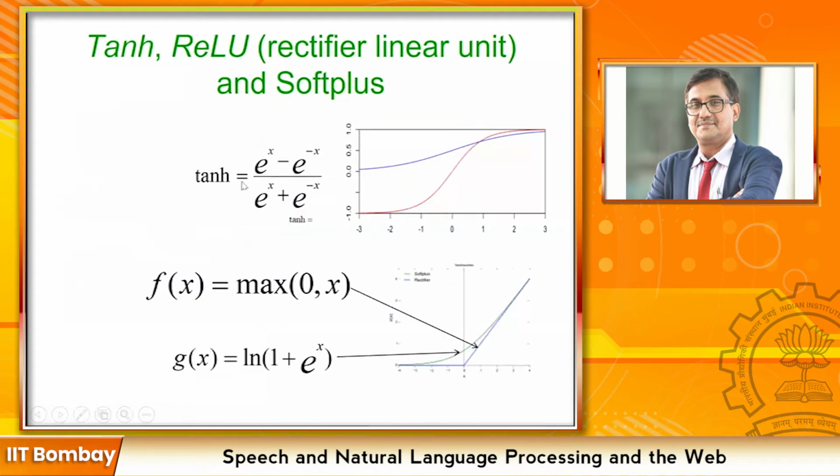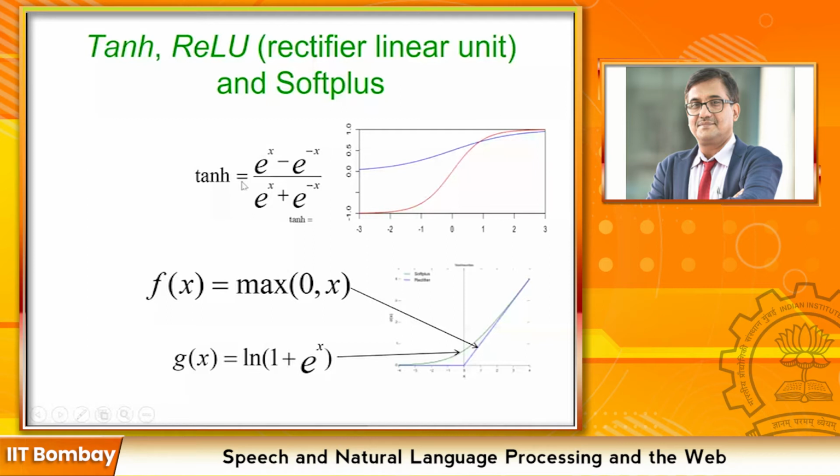Now, the tanh function is defined as e to the power x minus e to the power minus x, divided by e to the power x plus e to the power minus x. So this is like the sigmoid function, except that it is bounded between -1 and +1. Sigmoid has a very simple, convenient derivative, y into 1 minus y, whereas tanh has a little more involved derivative. Try to see what that would be.